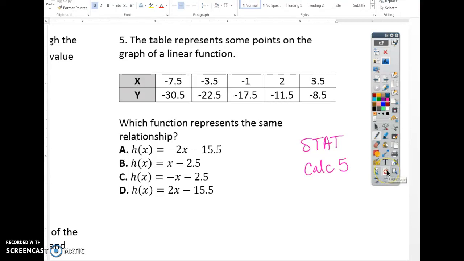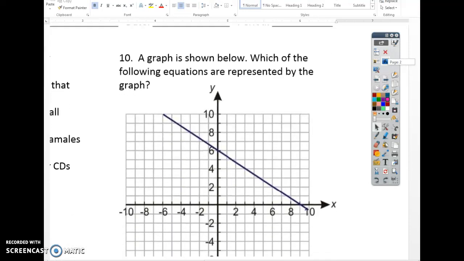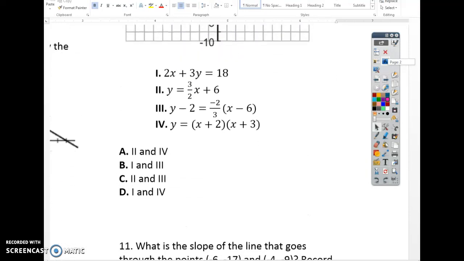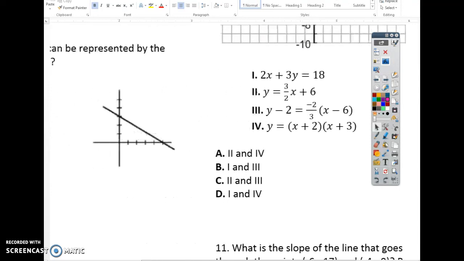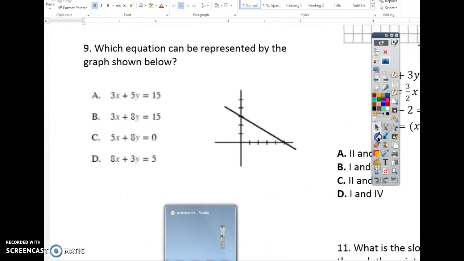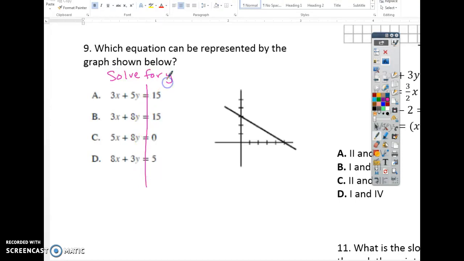Let's go to problem number 9. Problem number 9 is like the problems from yesterday where you have to solve all of these for y. Okay, so solve for y first. Then you would put them in y equals trace and see which one matches this graph. Okay, and you're going to do that again on your own. I'm not going to do that for you.